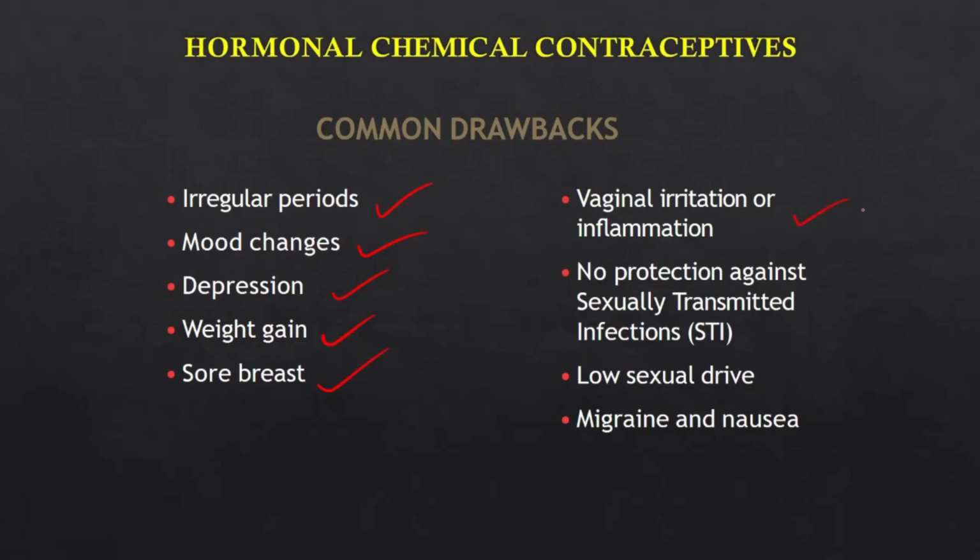There will be vaginal irritation, or sometimes it can cause inflammation as well because we are inserting a foreign particle into it, so our immunity will respond to that. So there will be a chance for inflammation to happen. It will prevent pregnancy, but there is a chance for sexually transmitted diseases, and they can cause low sexual drive due to the low estrogen levels in the blood. If it's for males, where we use testosterone, there will be low sexual drive. And there are common causes like migraine and vomiting. Nausea means the feeling of vomiting.